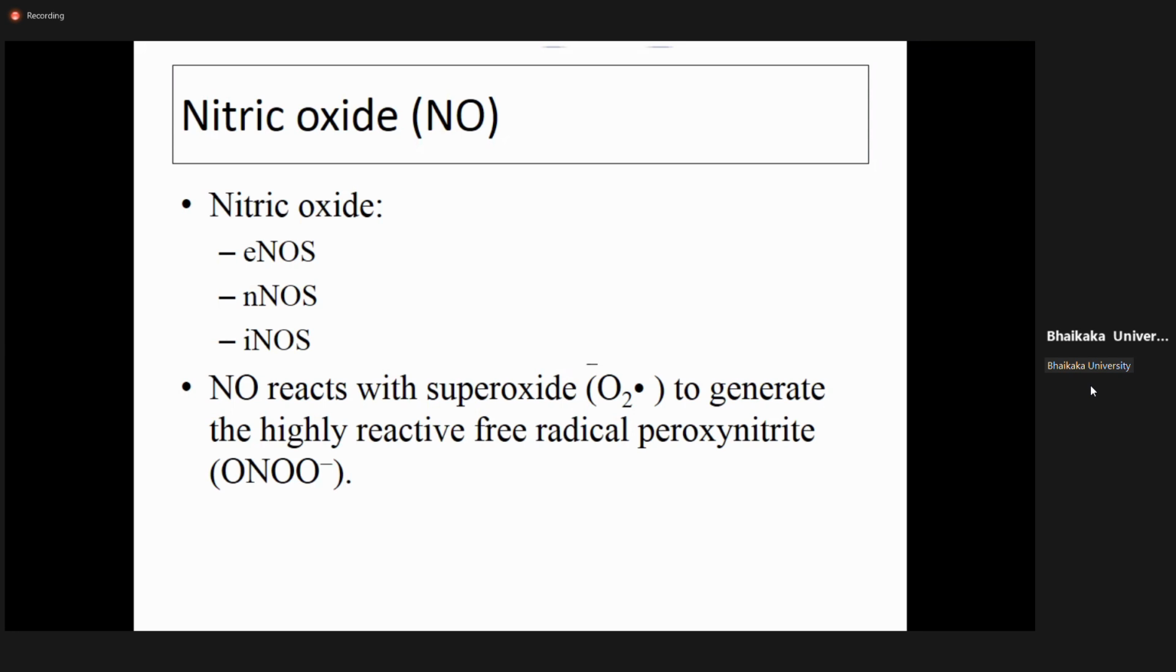And I is inducible nitric oxide synthase, which is present or acts in the macrophages, and will cause production of nitric oxide within the macrophages. This nitric oxide then will react with the superoxide anion and will generate a highly reactive free radical, which is known as peroxynitrite, ONOO-, peroxynitrite.